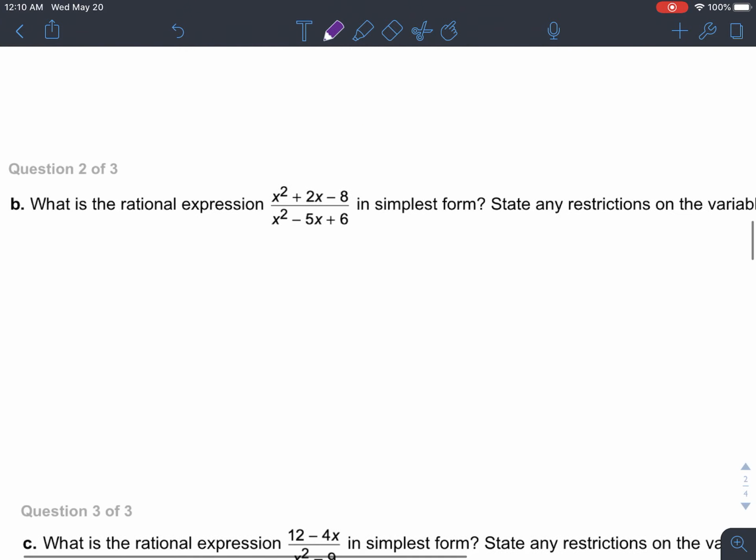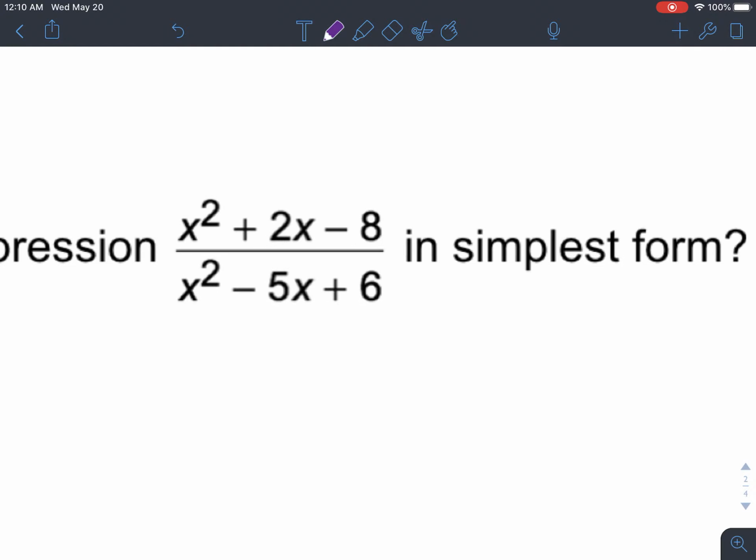Okay. We have another one. So we're going to factor the top.